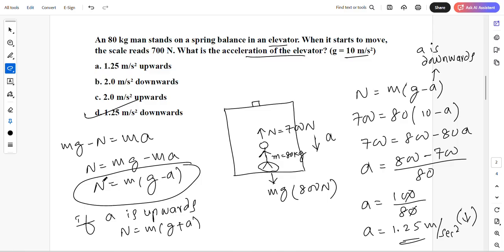I told you to remember the normal reaction: N is equal to mg minus a, when A is downwards. When A is upwards, you are supposed to remember the other formula. This is the normal reaction when it starts to move and the scale reads 700 newtons.